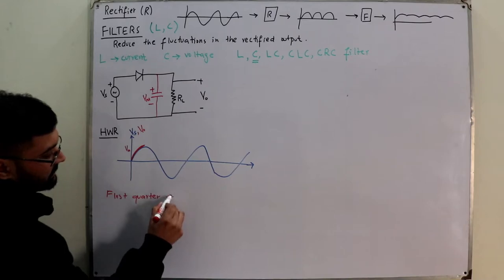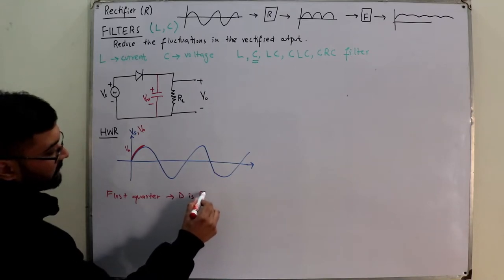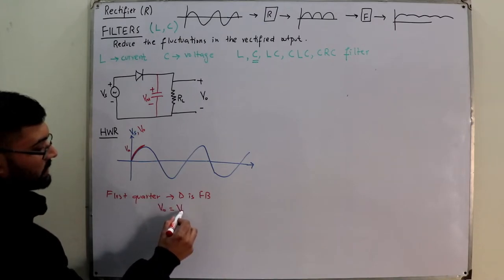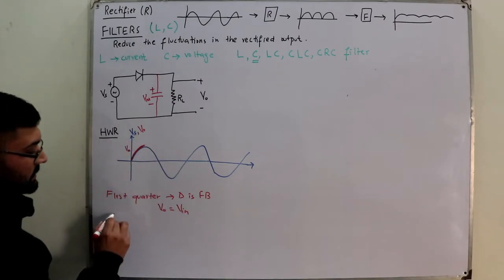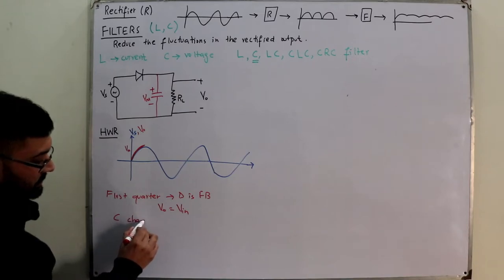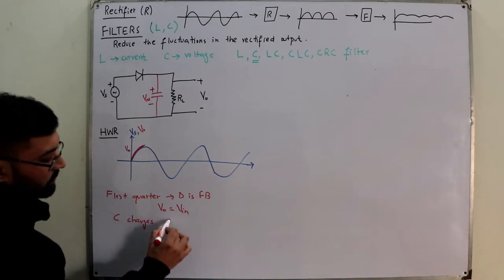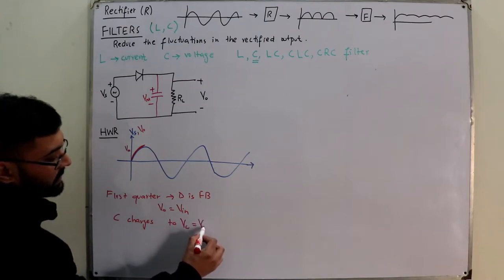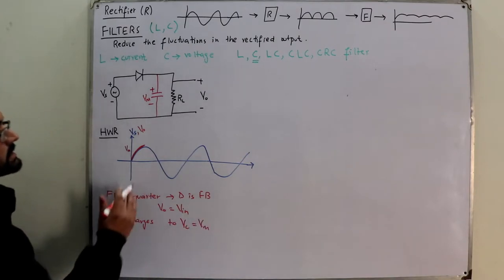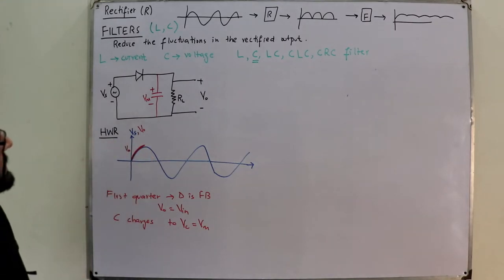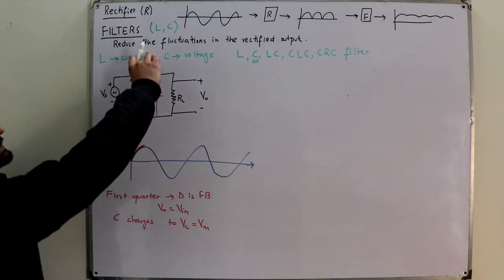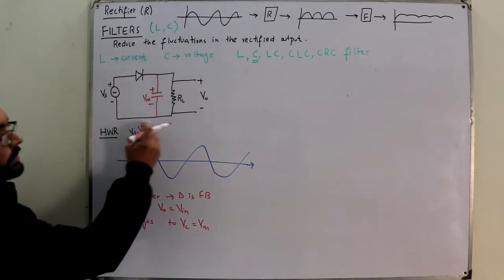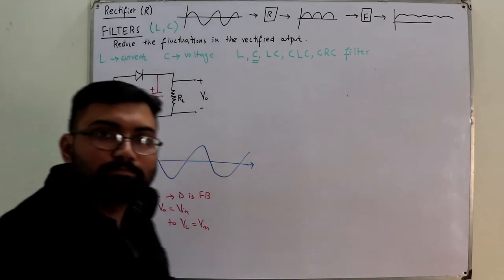So during the first quarter of the cycle, the diode D is forward biased. If D is forward biased, V naught is equal to V input. The capacitor has charged. The capacitor charges to Vc, which is equal to V output, which is equal to Vm. This has charged to the maximum value over here. Now when the voltage starts to reduce, the N side would be at greater potential than the P side.